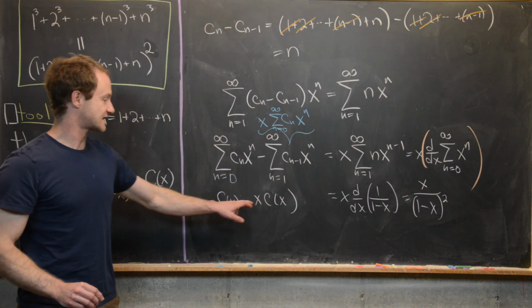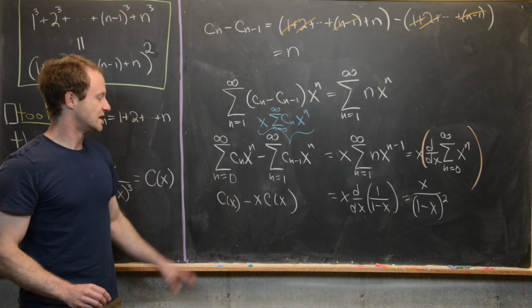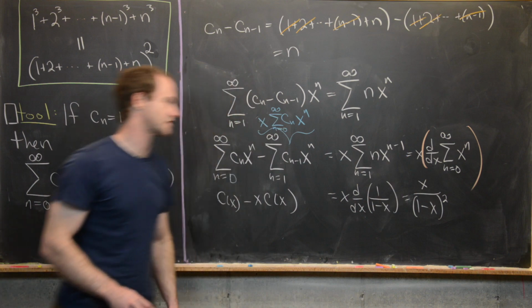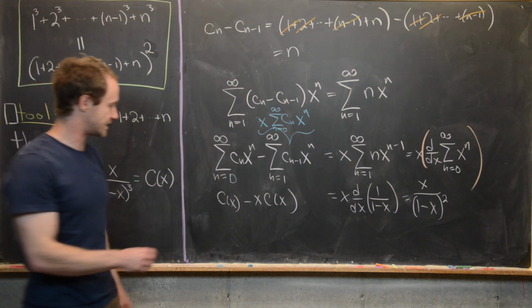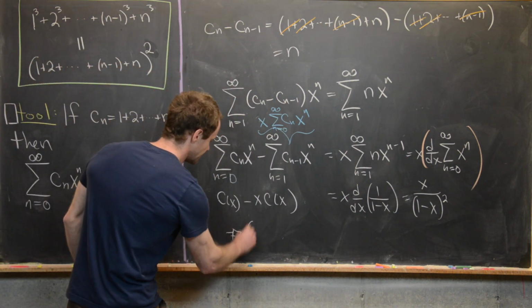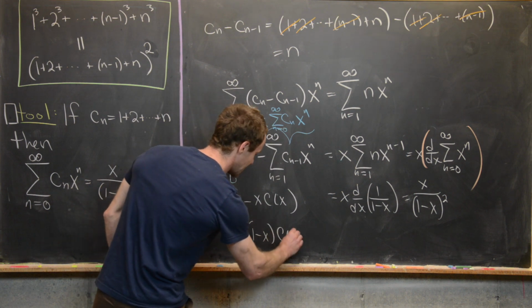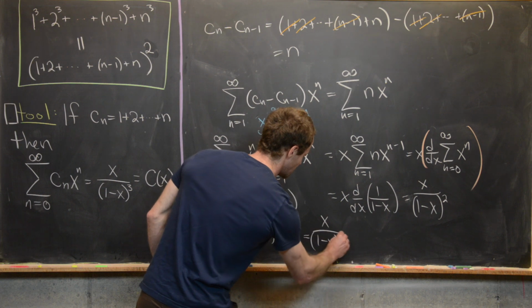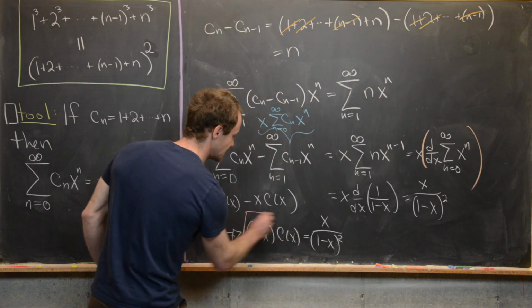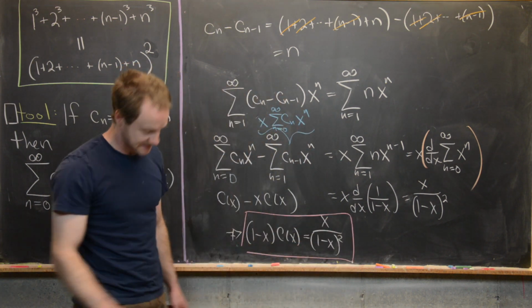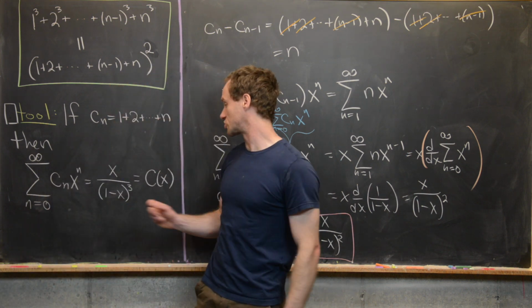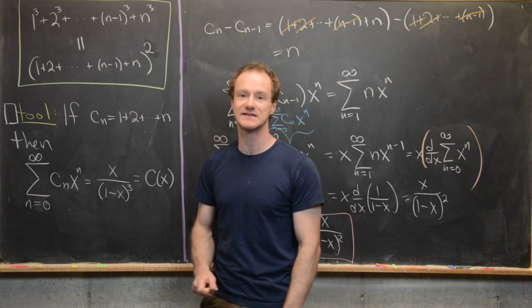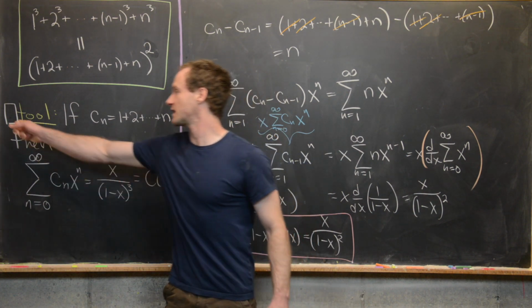So we have C of x minus x times C of x is equal to x over (1 minus x) squared. In other words, we have (1 minus x) times C of x equals x over (1 minus x) squared. But notice that this is equivalent to what we have for our tool. In other words, C of x is equal to x over (1 minus x) cubed. So we're done proving this.